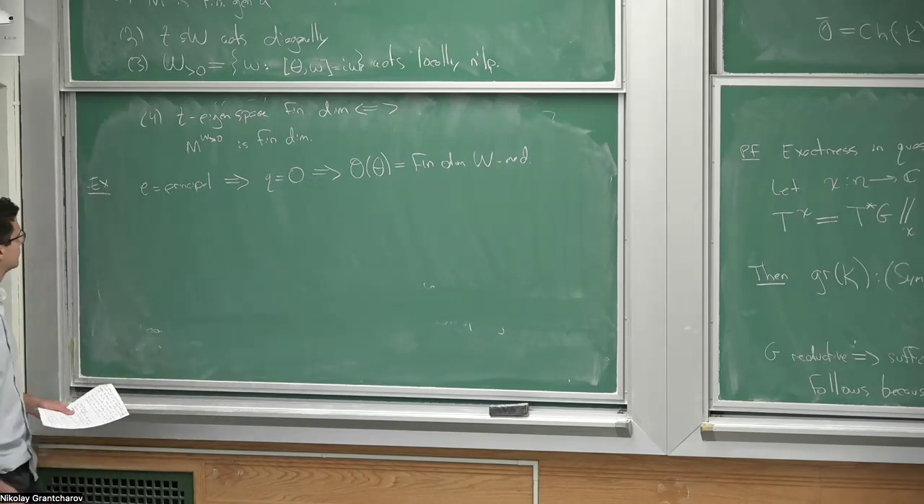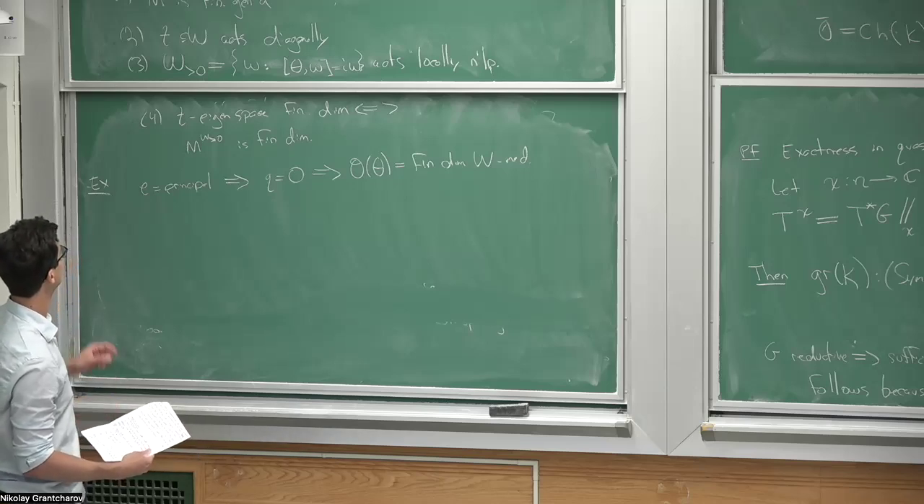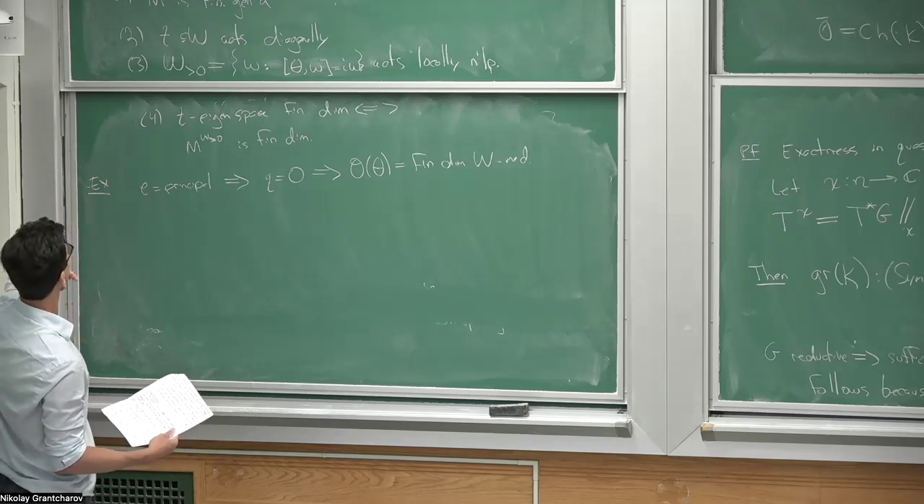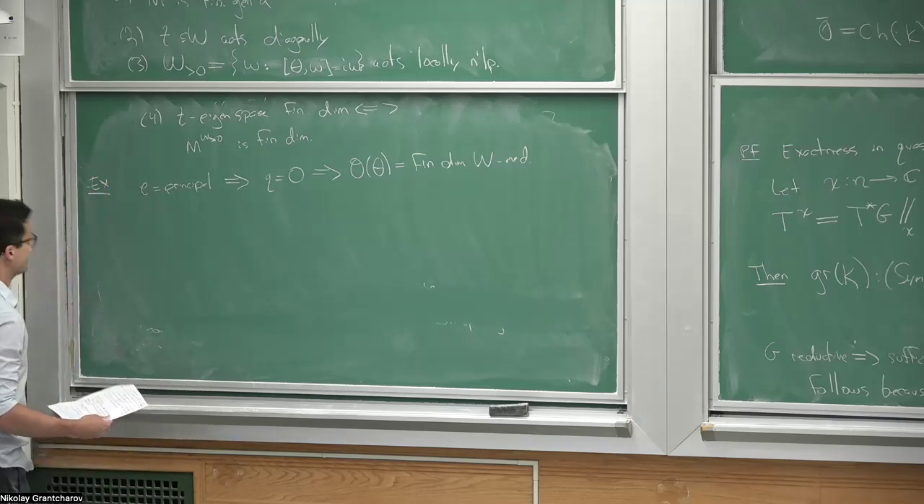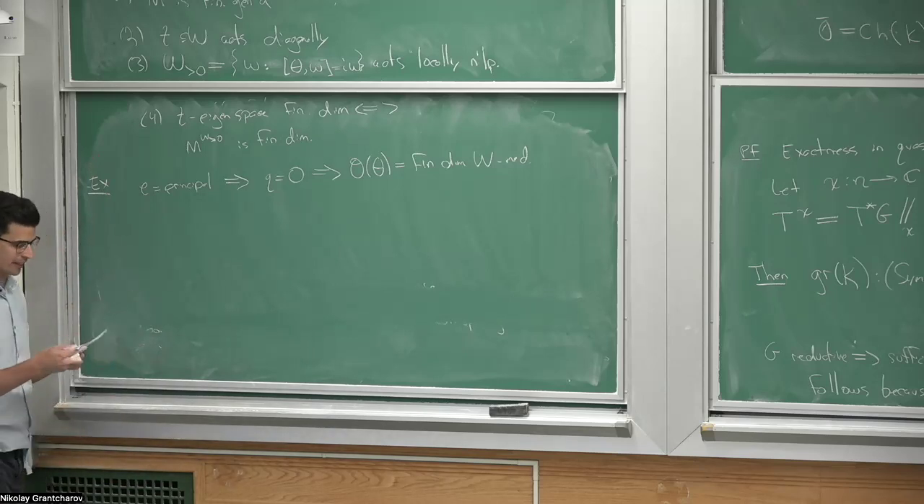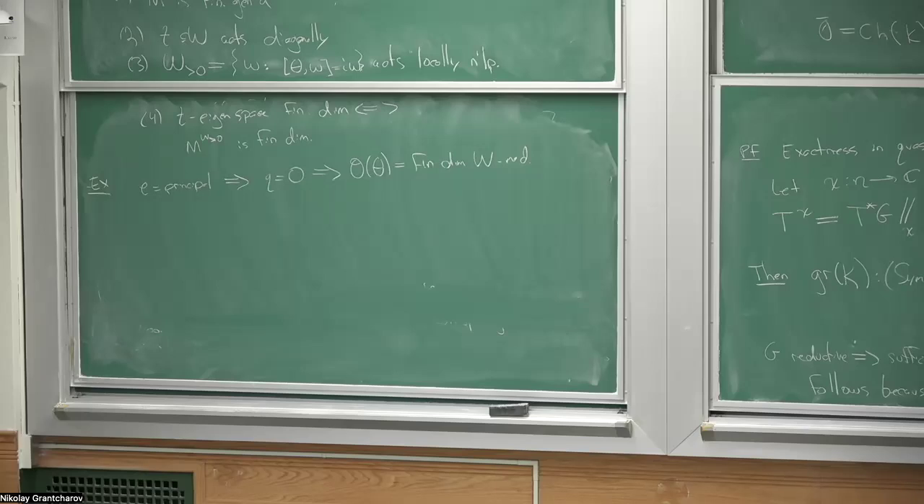Sorry, so condition 2 is that the center acts diagonalizably? Sorry, what is Z? T. Oh, T. Sorry. Okay, sorry, I thought it's a T. Okay, I'm sorry. Great. Okay, and okay, final page. How much time is left?